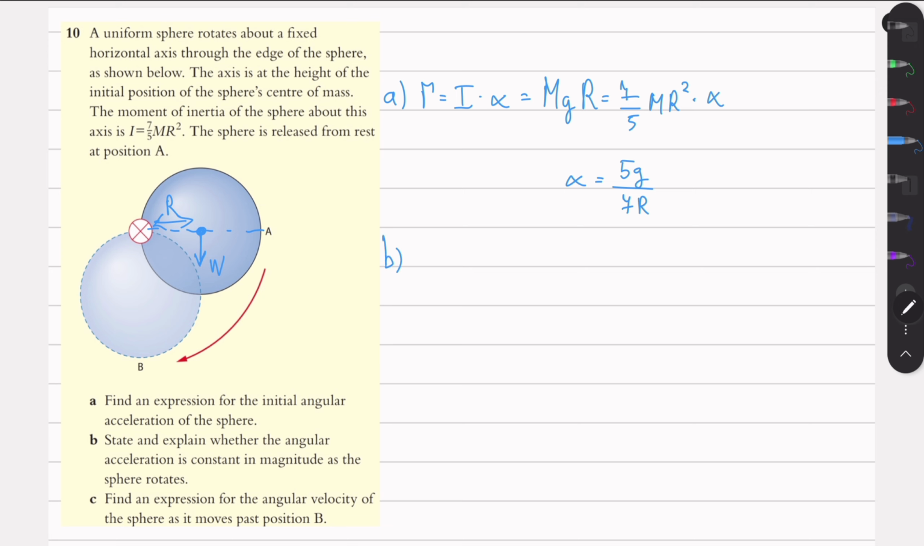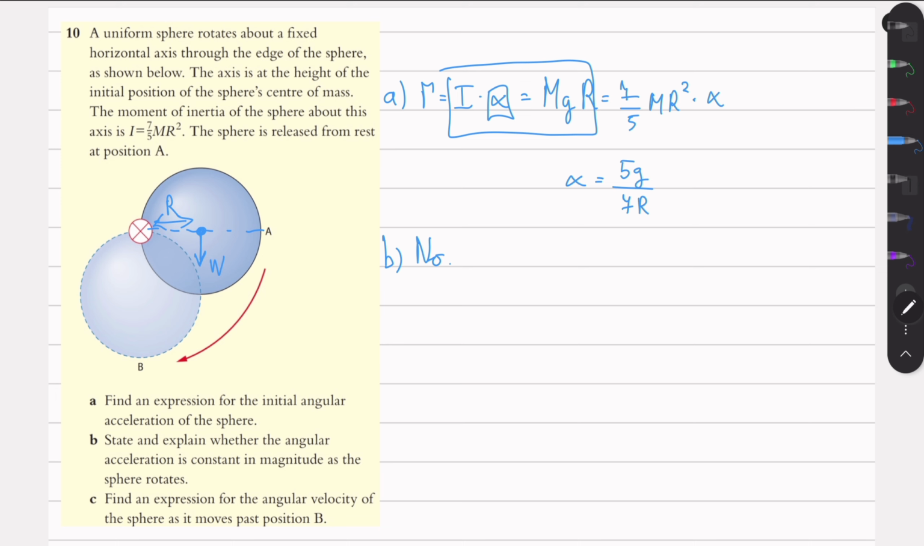And then part B, we need to state and explain whether the angular acceleration is constant in magnitude as the sphere rotates. And well, the answer is no, because for the angular acceleration to be constant, we need this distance here to be constant, right? So if we just consider this part of the equation here, if we want acceleration to be constant, then obviously the moment of inertia is constant. We need the right side to be constant as well. Well, mg is constant. However, the radius won't be constant.